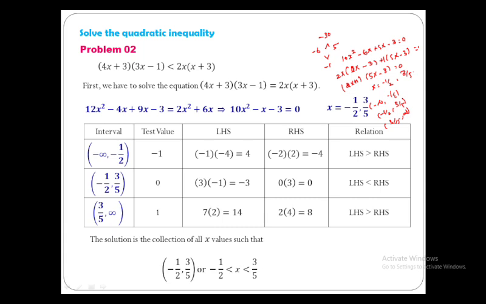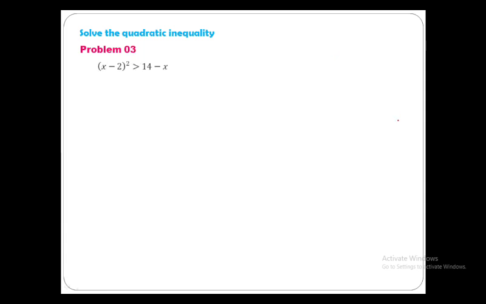Okay. Next question, problem 3. x minus 2 the whole square greater than 14 minus x. So let's expand the x minus 2 the whole square value and we can rearrange and we can solve the equation first and then we can split the interval. Like the same thing we have to work out.